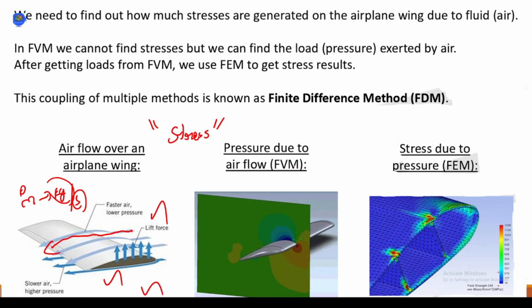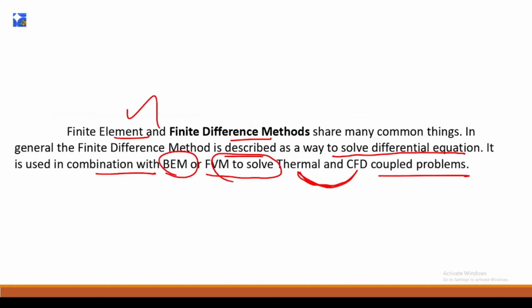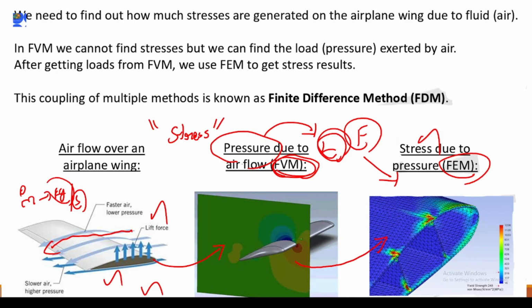Then what you can do is first apply the finite volume method and try to evaluate the pressure, and using that you will be able to find out the load. Then you can transfer this same problem to the finite element method now. So first you apply the finite volume method to find out the pressure, and from there you find out the load or force acting on the airfoil structure. Now using this you can import the same model to the finite element method, where you will be able to find out the stresses, which is the exact output you are looking for. So in this way you can use the finite difference method for coupled problems, like what we have seen for thermal and CFD coupled problems.